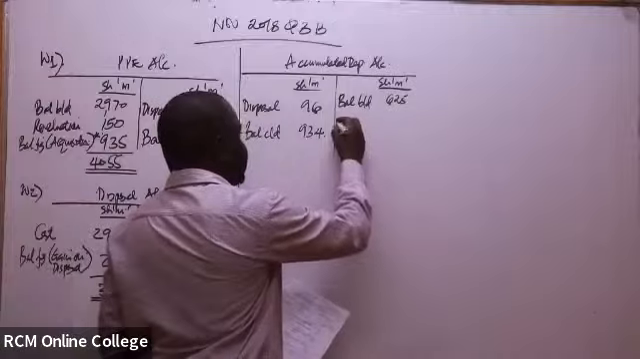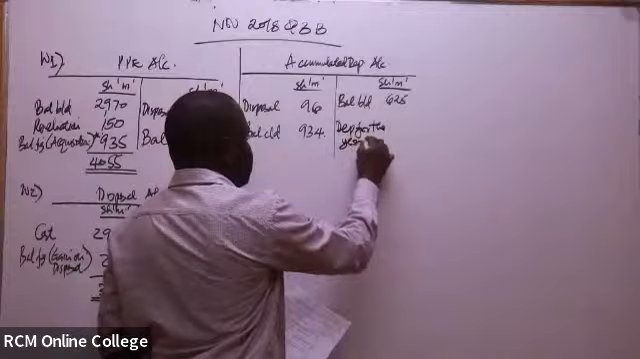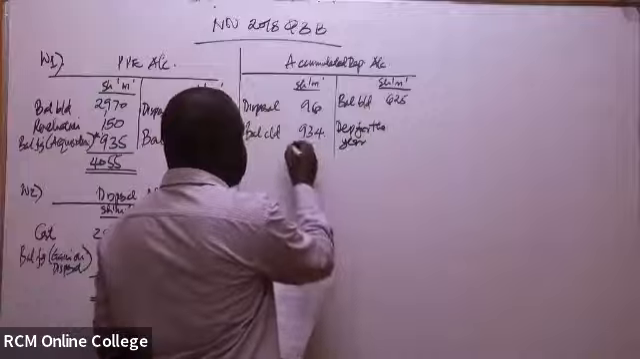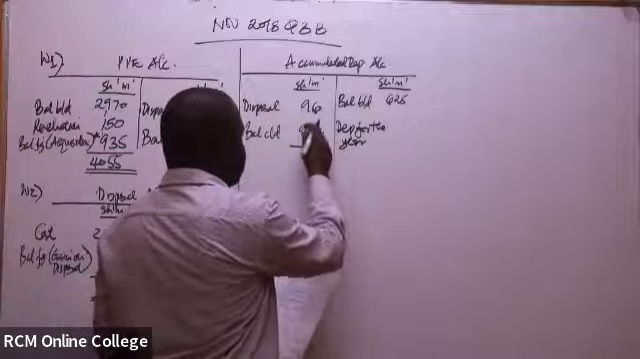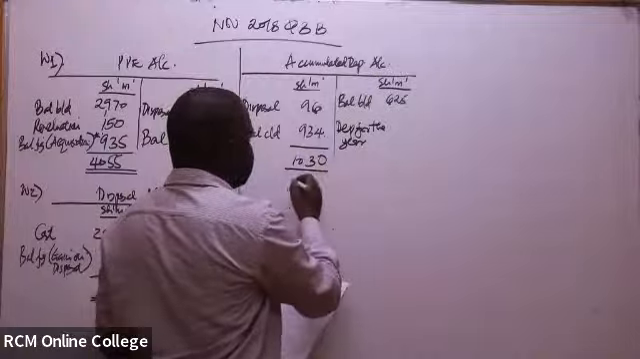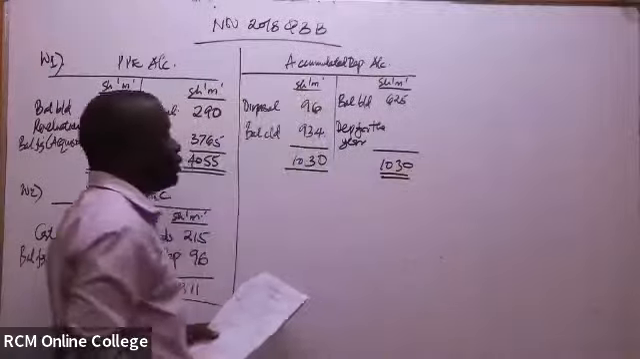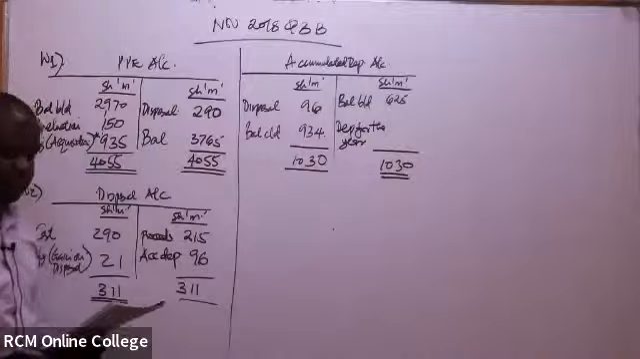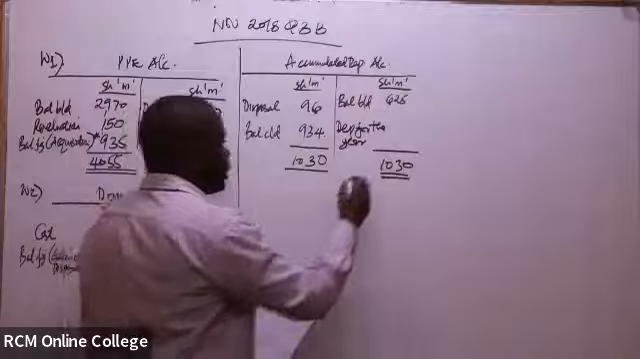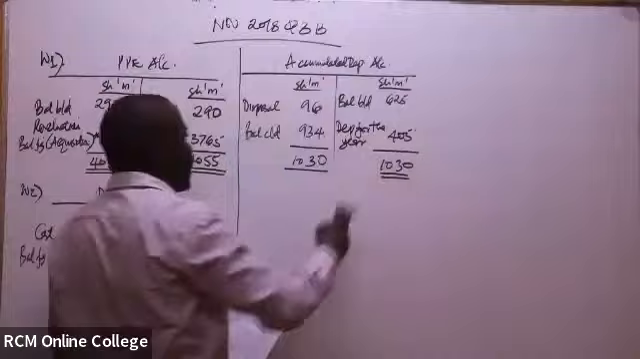So the balance we'll be able to get is the depreciation for the year. And of course, you can add. So this one comes to 0. This one is 13. This one is 10. Is it 1030? So 1030 minus 625. What do you get? Do you get 405? I think you get 405. So this is the depreciation charge for the year.